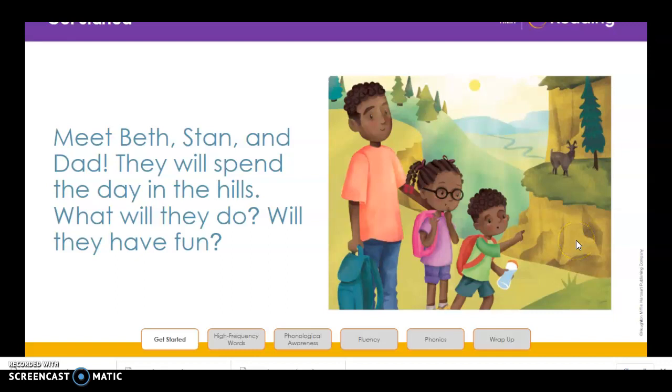Today we will read another story about hills. Meet Beth, Stan, and Dad. They will spend the day in the hills. What will they do? Will they have fun? We will use the new words and skills we learned to read about what these characters do.